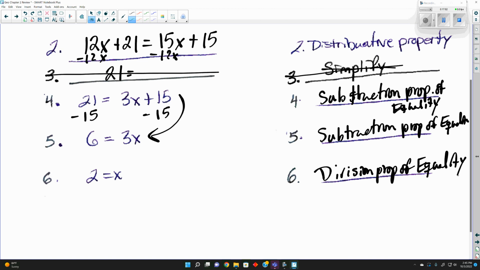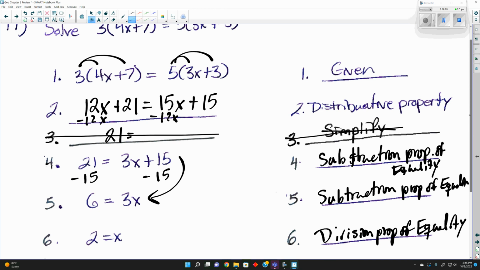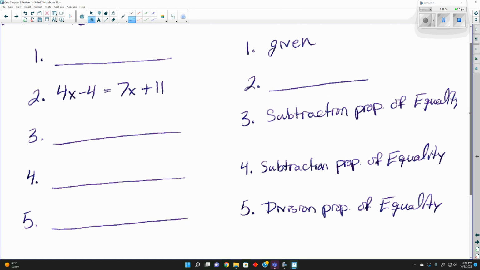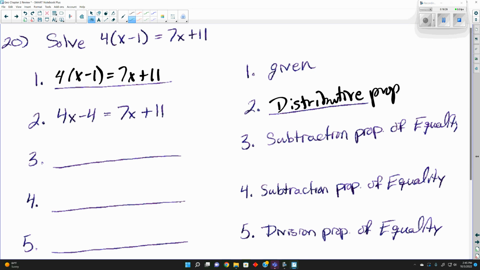But again, by not filling these in for y'all, it opens you up to actually doing them how you want to do them. Questions on 19? So if we look at 20, what goes in the first blank? The problem up there, and you distribute it. Distributive property.